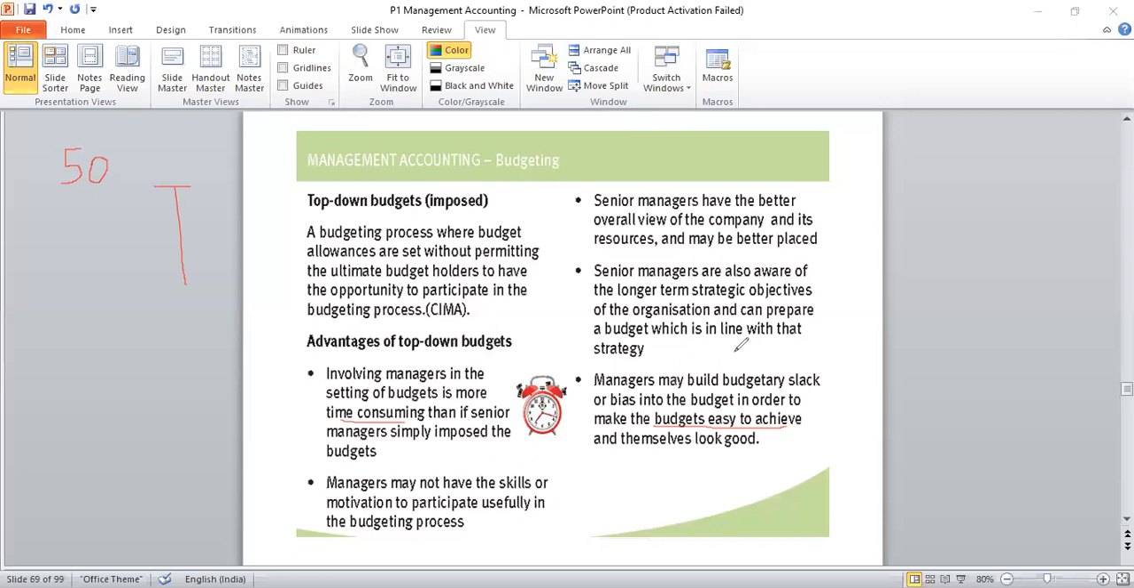Managers may build budgetary slack. I have explained the concept of slack to you, no? So there would be no slack included in the authoritative style of budget.